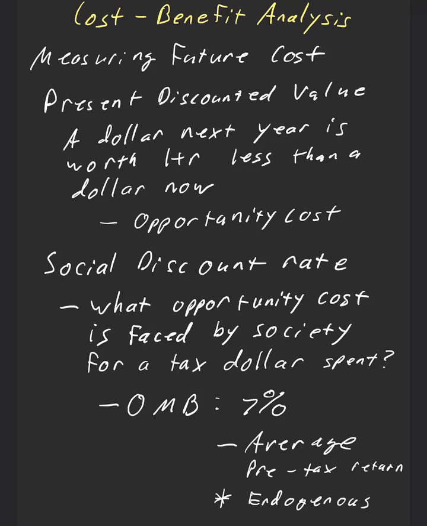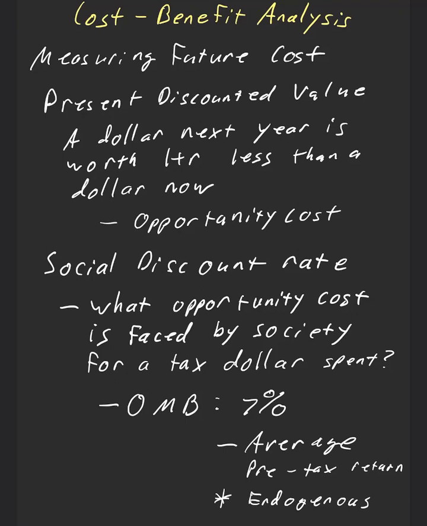Now, in this class, what's really important is that it's not a firm doing this, right? So anybody who's had a finance class has done this, and all of this is very, very true in the context of any business, any individual, any decision making at all, really, right? But in this class, we're interested in taxation, we're interested in government expenditure, government choices, the public sphere. So the social discount rate is what really matters, right? This asks us the question, what opportunity cost is faced by society for a tax dollar spent? This is a much, much harder question, right?